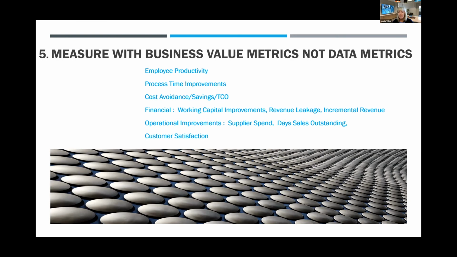Those are often used. But again, if you're using business outcomes as your starting point, you want to also track the business outcomes along with the data improvements that you want with it. So again, working capital, whether that be master data improvements, but also show the correlation between that and others like supplier spend or days sales outstanding. So those are some typical metrics that you can use.